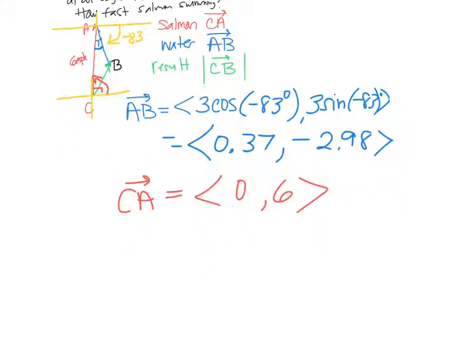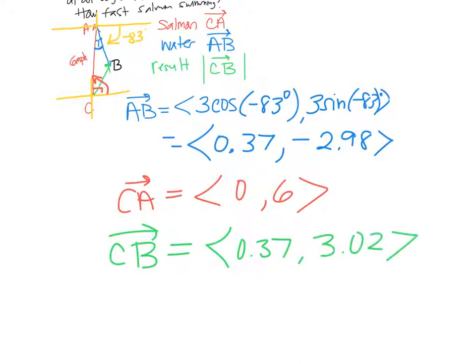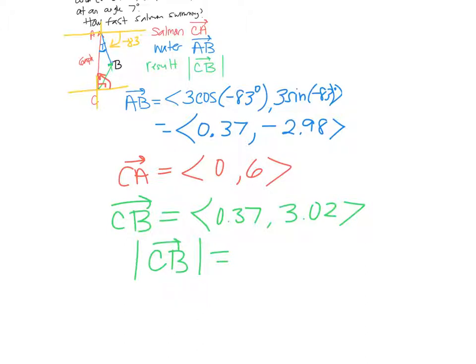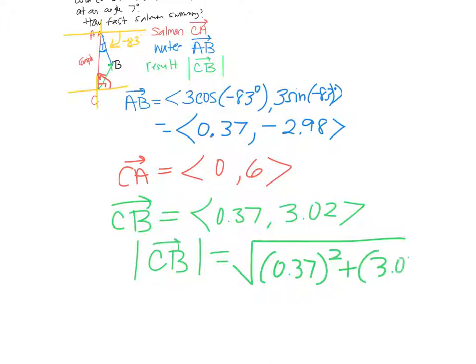Now we need to find the resultant CB, which is going to be those added together. So we get 0 plus 0.37 is 0.37, and negative 2.98 plus 6 is 3.02. Now we need to find the speed of the fish. Let's find the magnitude of our vector in green here, because that's the resultant vector of the fish swimming with the current coming at him. So we would do the square root of 0.37 squared plus 3.02 squared.